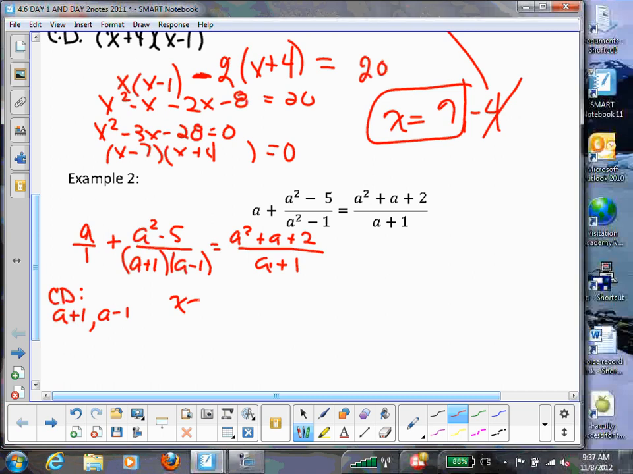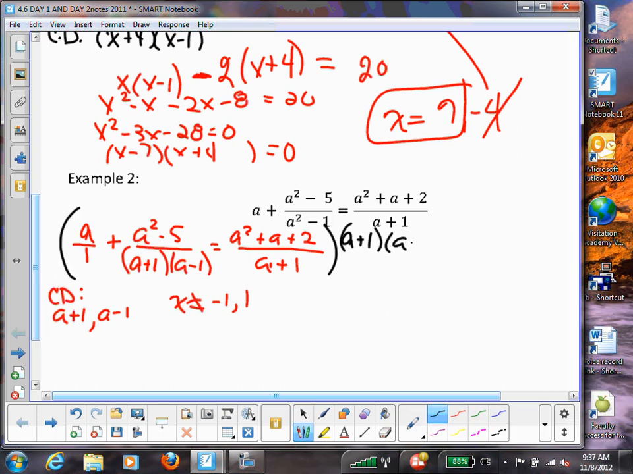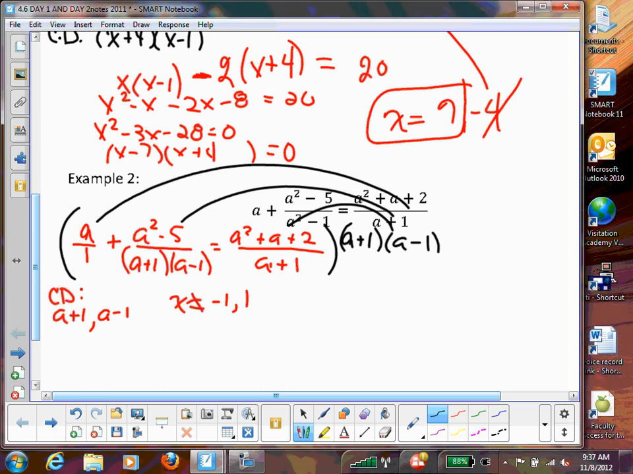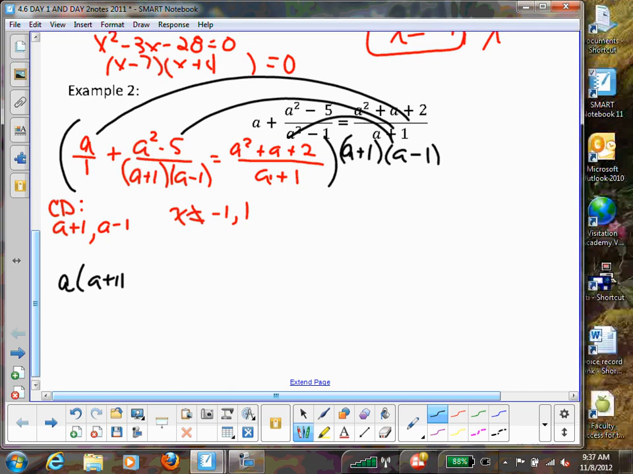What can't x not equal? -1 and +1, right? So those are the first things we want to determine, correct? So now we're going to take this denominator that's common, which is a plus 1 times a minus 1, and distribute it to every term. Well, what happens when I go to that first term? Anything drop out? So I'm going to have an a times an a plus 1 and an a minus 1.